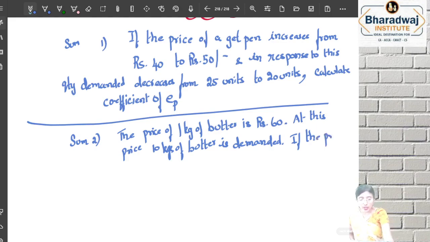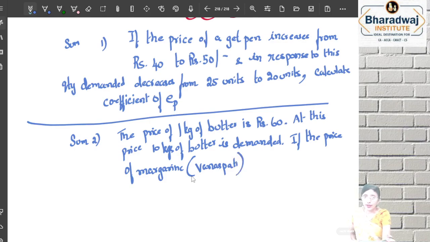If the price of margarine, you know that margarine is a substitute for butter. I think I gave you a list of substitutes in the class, isn't it? Butter and margarine. It's also some greasy kind of substance, like edible oil, palm oil. People who don't know margarine, I can give vanaspati, so vanaspati you all know. It's also dalda. Means like butter. These are all substitutes for butter.